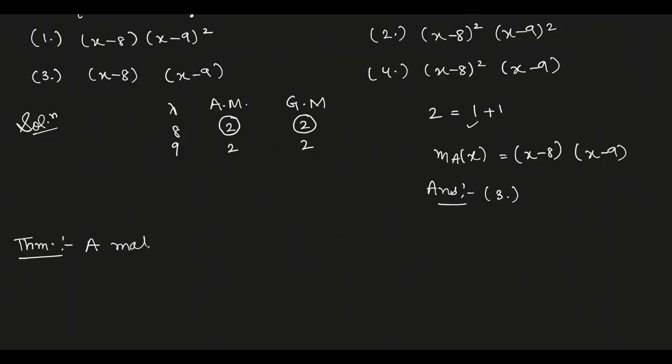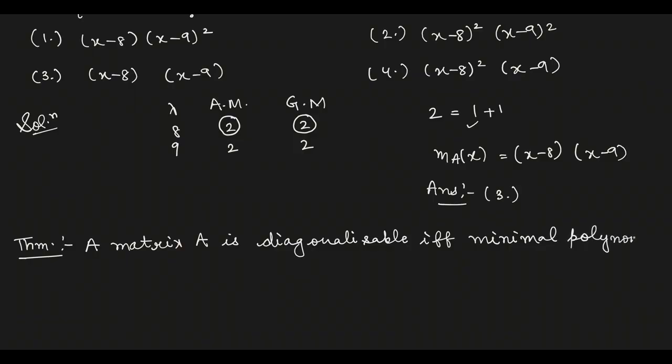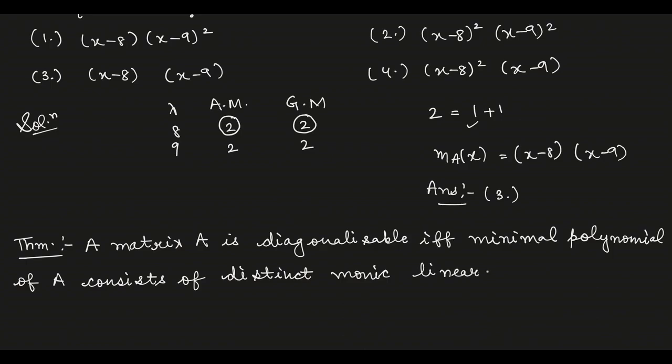A matrix A is diagonalizable if and only if the minimal polynomial of A consists of distinct monic linear factors.